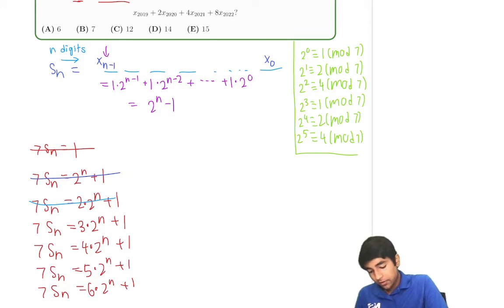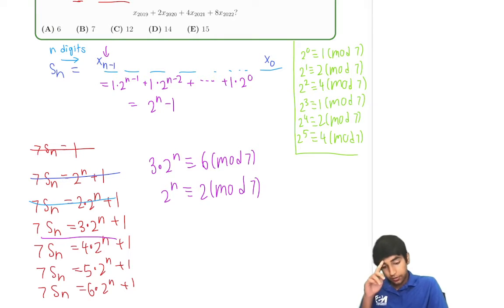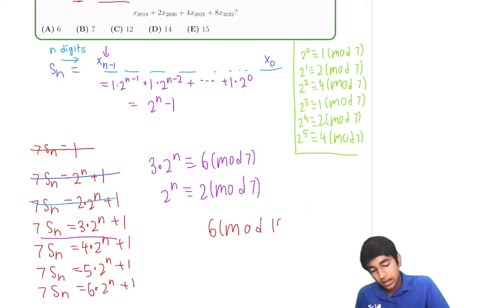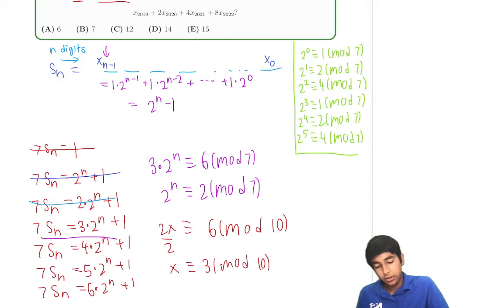Okay, what about if this is equal to 3 times 2 to the n plus 1? Similarly, we must have 3 times 2 to the n equals -1 or 6 mod 7. And that means 2 to the n equals 2 mod 7. And just as a clarification here, we can divide by 3 in this case because 3 is relatively prime to 7. But if we had something like 2x is 6 mod 10, you can't just divide by 2 and get x equals 3 mod 10, because you can only divide by things that are relatively prime.